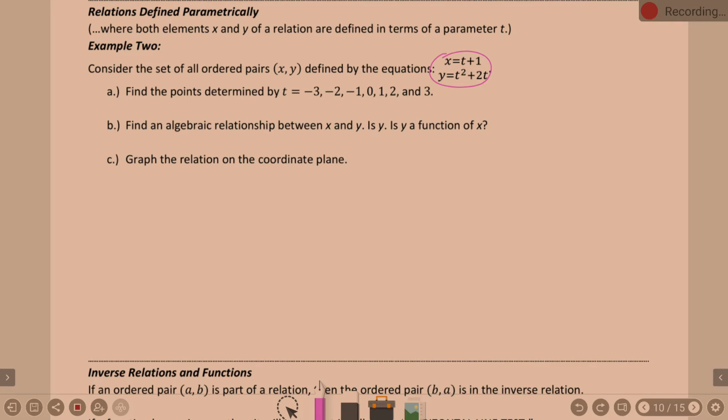But, so, consider the set of all ordered pairs (x, y) defined by the equations x equals t plus 1 and y equals t squared plus 2t. First of all, part A. Find the points determined by t equals -3, -2, -1, 0, 1, 2, and 3.